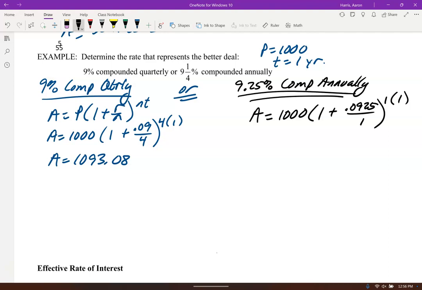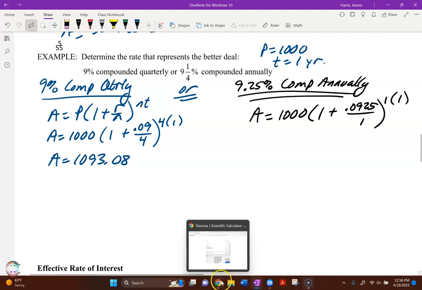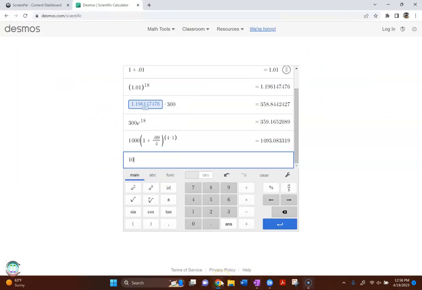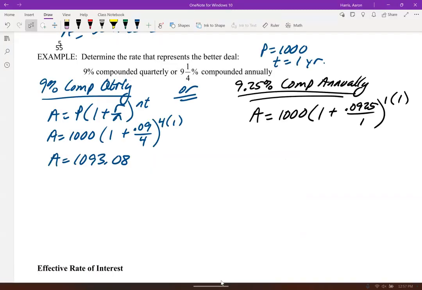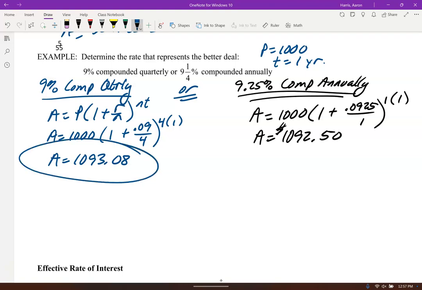Now let's punch this scenario in. $1,092.50. So who's the better deal? One gives us more money. It looks like a little bit lower interest rate, but I want it to compound quarterly for me, right? In this scenario, that's the best deal.